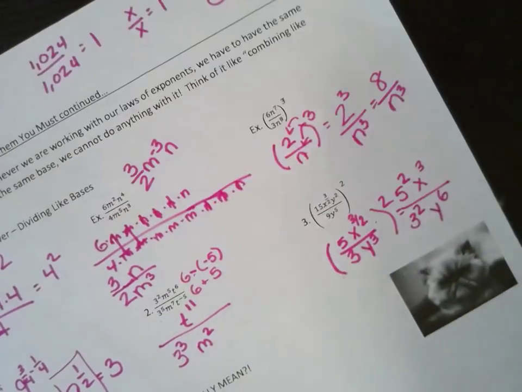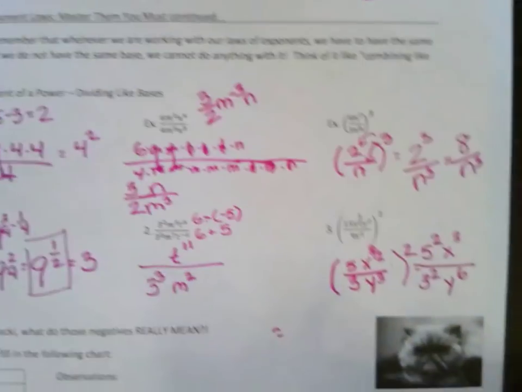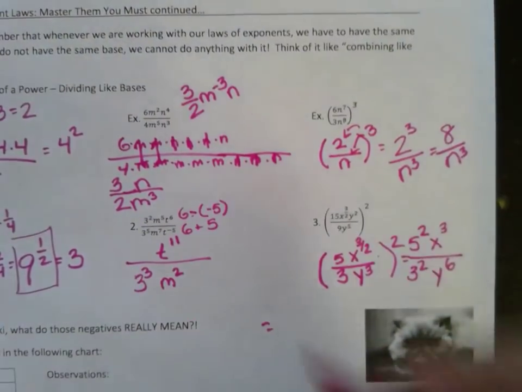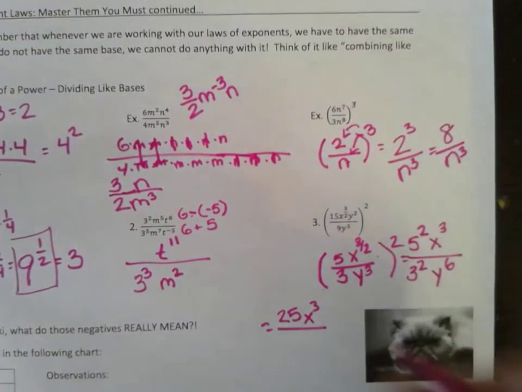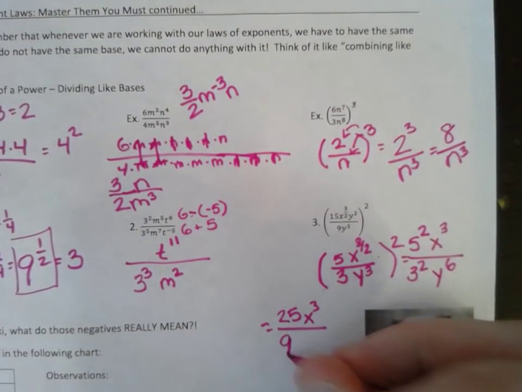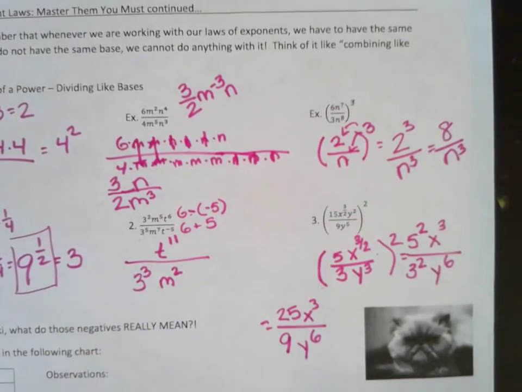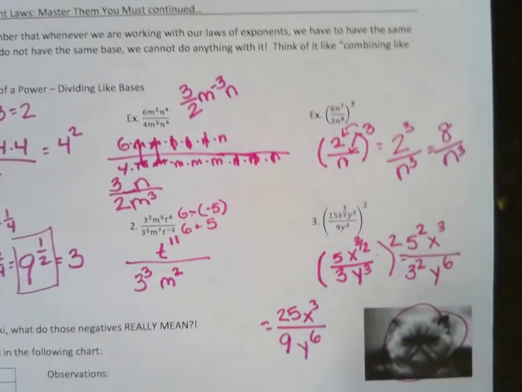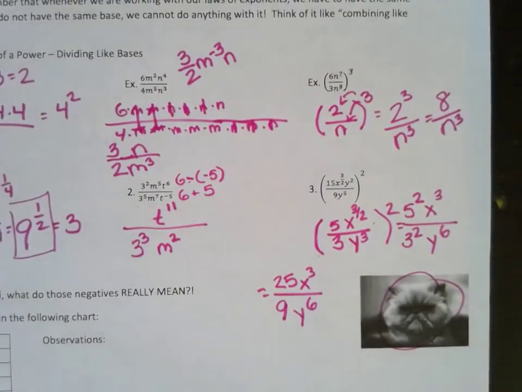If I want to reduce it even more, it's going to be, I'm sorry that my paper's getting crooked because I write weird. 5 squared is 25, x cubed. 3 squared is 9, y to the 6th. Boom, done. All right, it's a little cat right there, a little cat humor. So 25x cubed over 9y to the 6th.